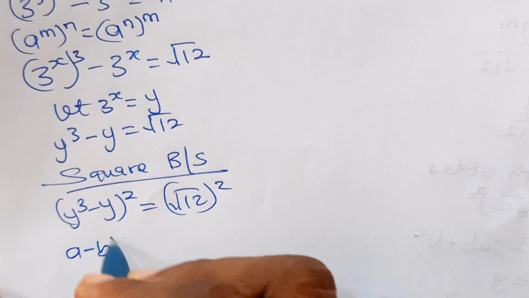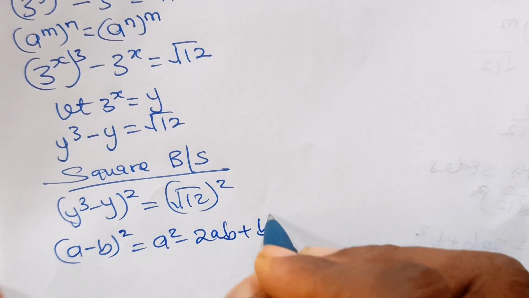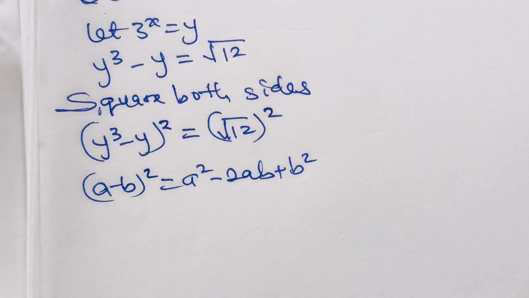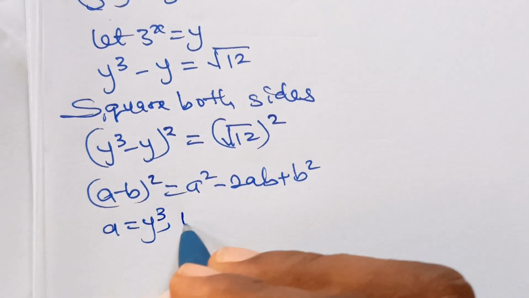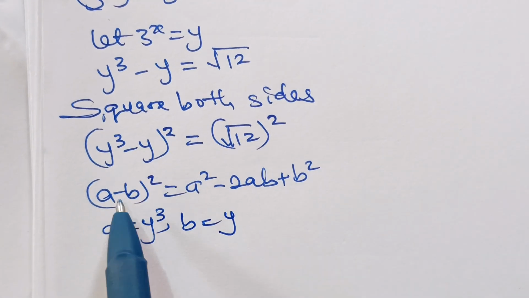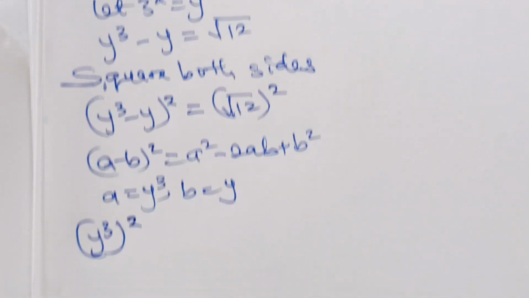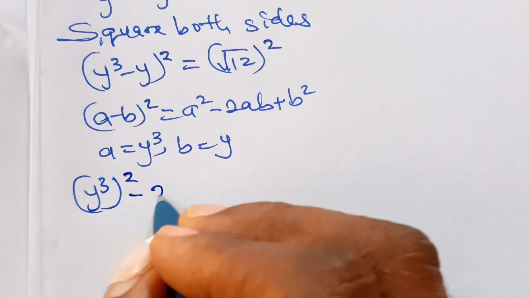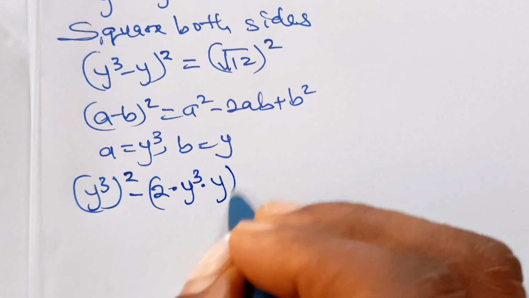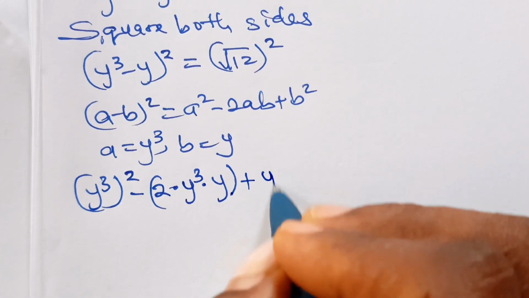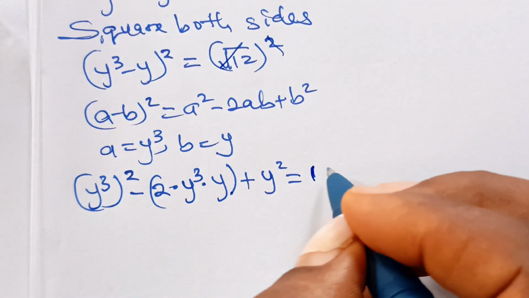When you have a minus b squared, it is equal to a squared minus 2ab plus b squared. In this case, we are going to have a equal to y to the power of 3, and b equal to y. So let's express this in this form. It's going to be a squared, that is y to the power of 3 squared, minus 2ab, minus 2 multiplied by a, which is y to the power of 3, multiplied by b, which is y, then plus b squared, that is plus y squared, is equal to, this is going to cancel this, and we are left with 12.